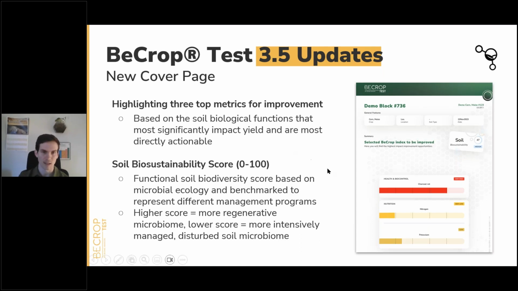So that's the big update to help drive home actionable agronomic advice and really boil down 30+ metrics into just a simple, straightforward page to highlight deficient areas, just to make it easier to take this complex data, and for a grower or agronomist who just wants to hit the action items, this page really boils that down effectively. The other update is our soil biosustainability score, which you'll notice in the top right here.